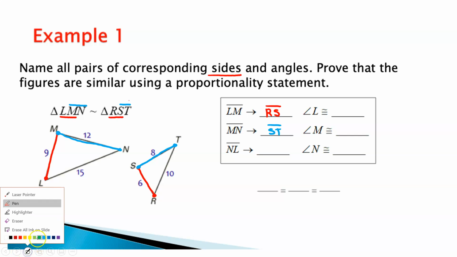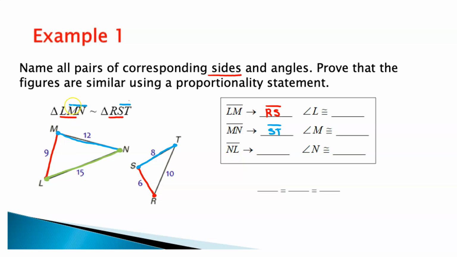And then our last side here, from N to L. If I use my statement here, from N, the last letter, and the first letter, we're going to use the last letter and the first letter of that second part of that similarity statement. So from T to R. Again, that's just going through, guys, and matching up the appropriate sides.